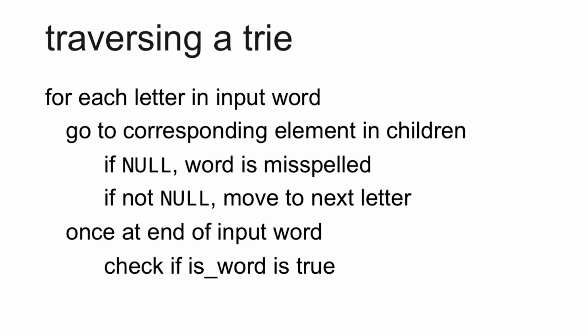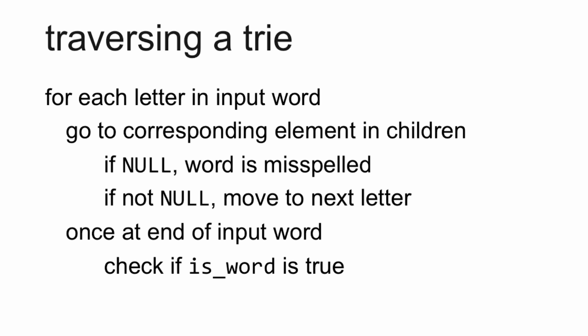Well, for each letter in the input word, we'll go to the corresponding element in children in that trie. If it's null, then that means that the word is misspelled. But if it's not, then we can move to the next letter until we reach the end of the input word. Now, even if we've successfully followed every single letter down our trie, that doesn't necessarily mean that our input word is a word in our dictionary.